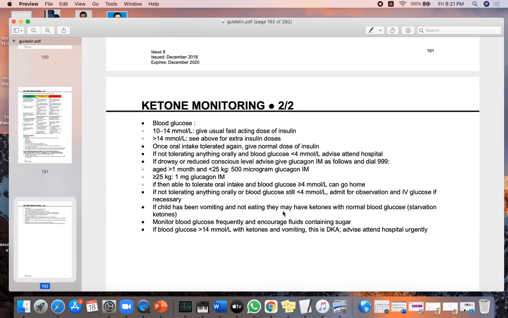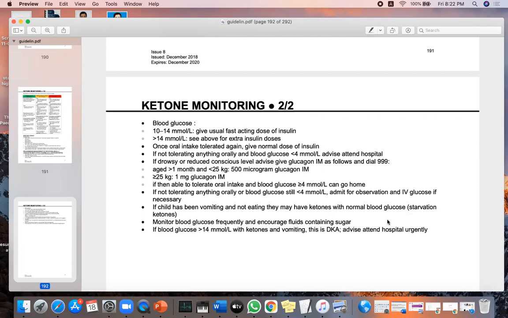If the child has vomited and not eating anything, and may have ketone with normal blood glucose. What is that ketone? That is called starvation ketone, because the child is not taking any feed, any fluid, and he has developed gluconeogenesis pathway. So there is a formation of ketone. Monitor blood glucose frequently, encourage fluid containing sugar. This is management of hypoglycemia, not hyper, okay?